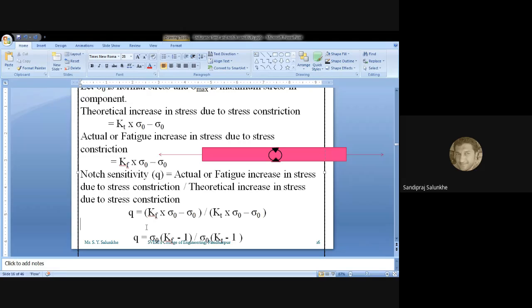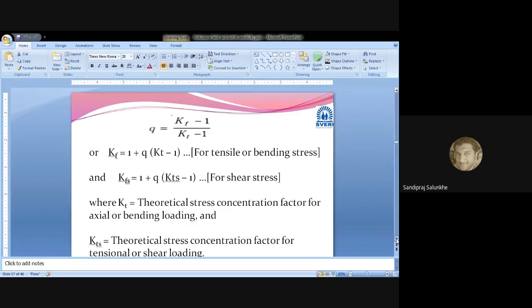Okay. Now one can take this sigma 0 common from the numerator and this sigma 0 we can take common from the denominator. So we have taken this sigma 0 as common, remaining quantity is Kf minus 1. Sigma 0 common from the denominator, remaining quantity is Kt minus 1. This sigma 0 will get cancelled and hence we can write Q is equal to Kf minus 1 divided by Kt minus 1.